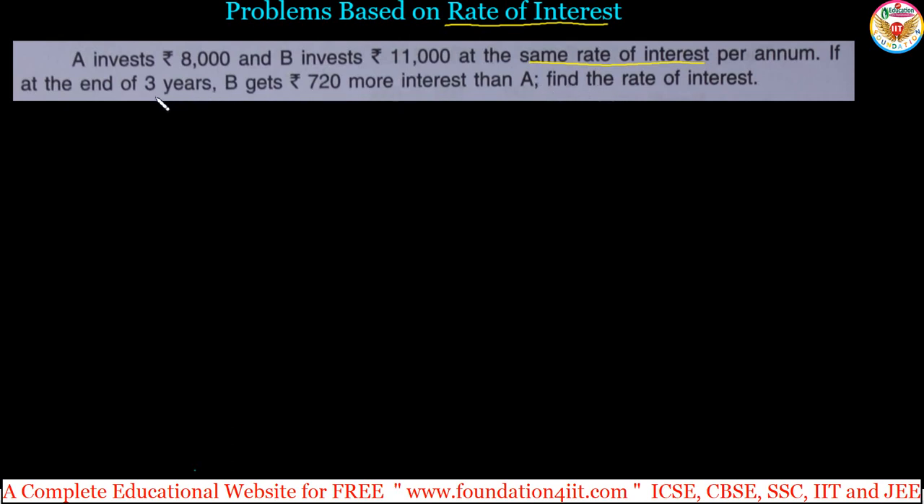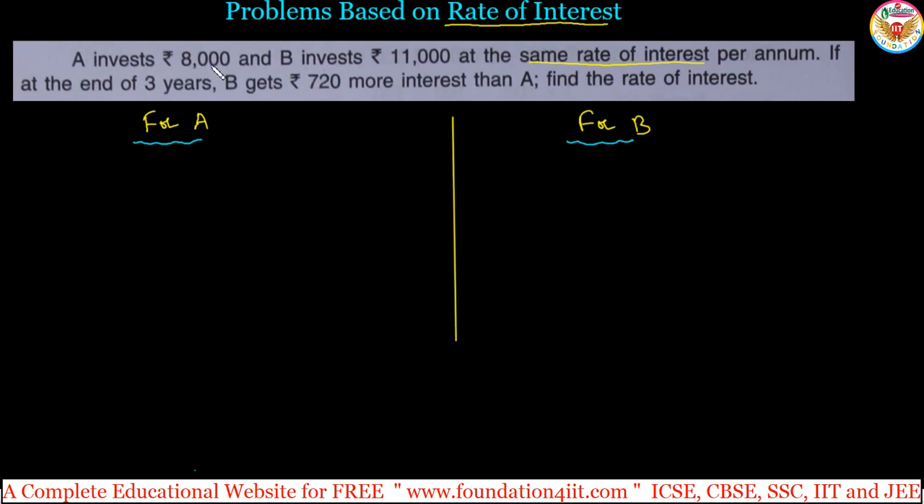At the end of 3 years, the time period is 3 years. After 3 years, B gets 720 rupees more. So we have to find out the interest individually. If you calculate individually, then we can calculate this value, right? First for A and for B. Do calculations separately, get a clear idea in this.